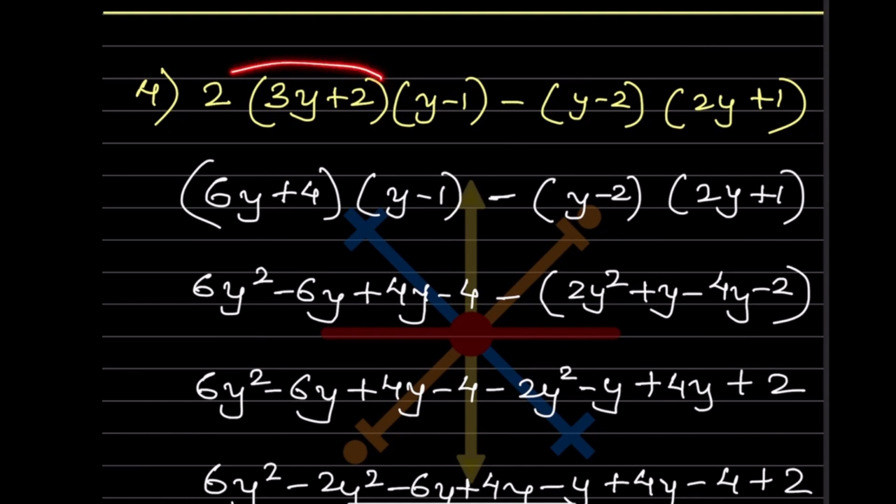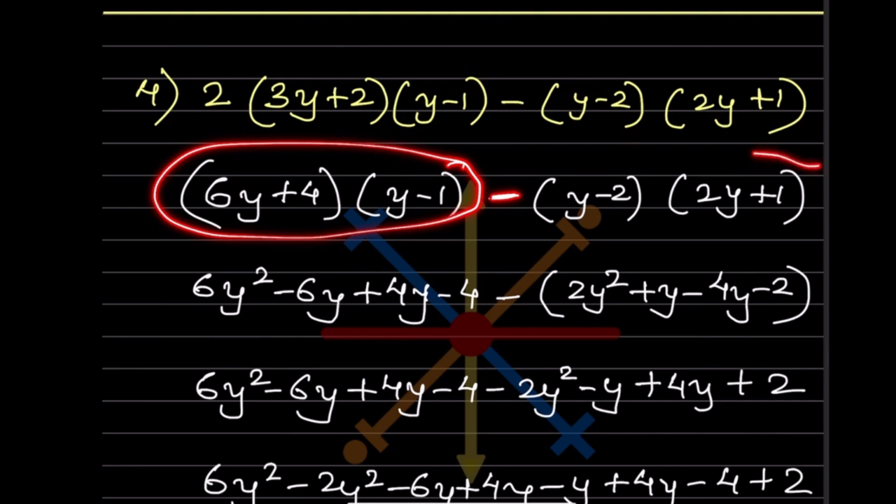So what did I do here? In this problem I took this first and then I multiplied this with this one. So this is going to be 6y plus 4. So this is 6y plus 4, and now this as it is. So both as it is. So now what will you do here? Because see, this is minus here. So first this will be one part and this is the other part.